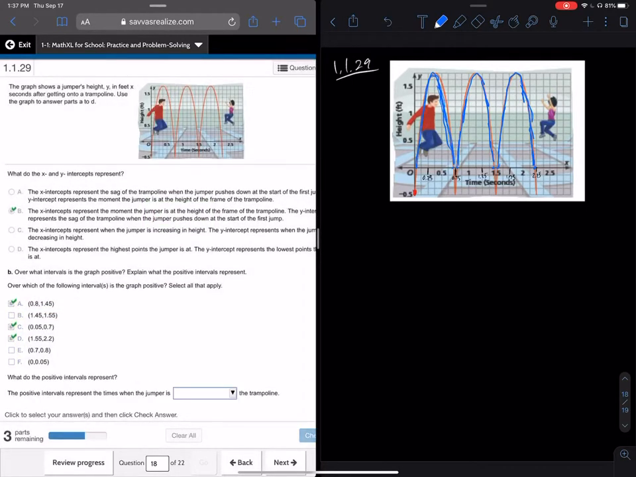Move on. What do the positive intervals represent? So what happens when we're at that curve? We're above the frame. That's when we're jumping on the trampoline, when we're in the air. So the positive intervals represent the time when the jumper is above the frame of the trampoline.